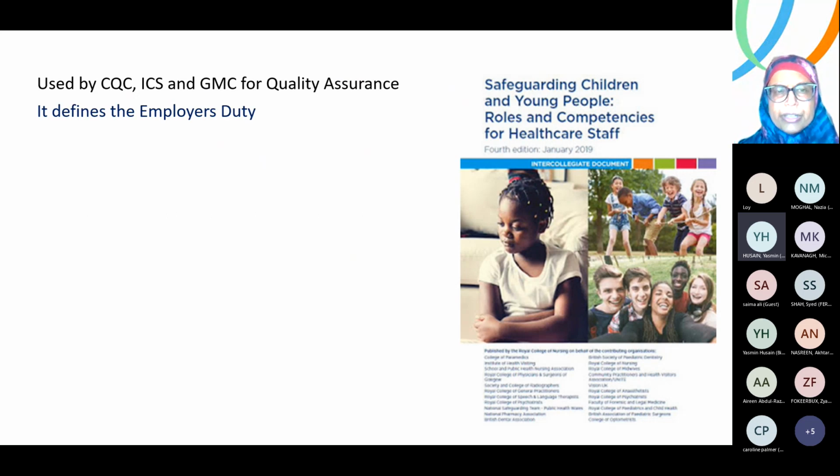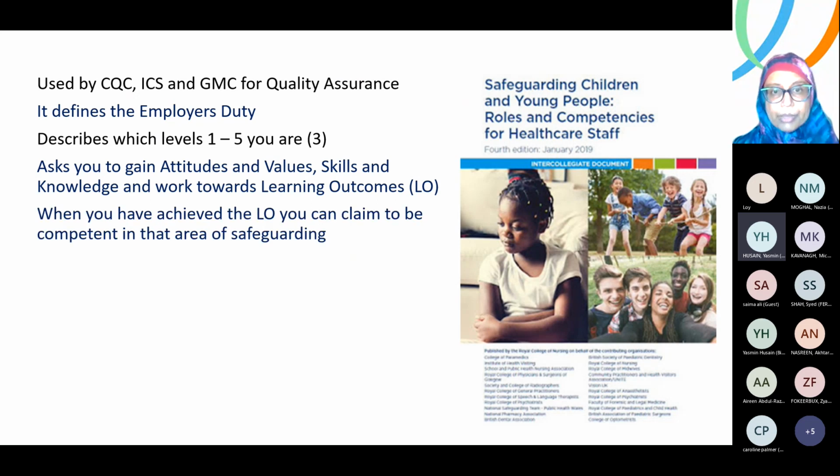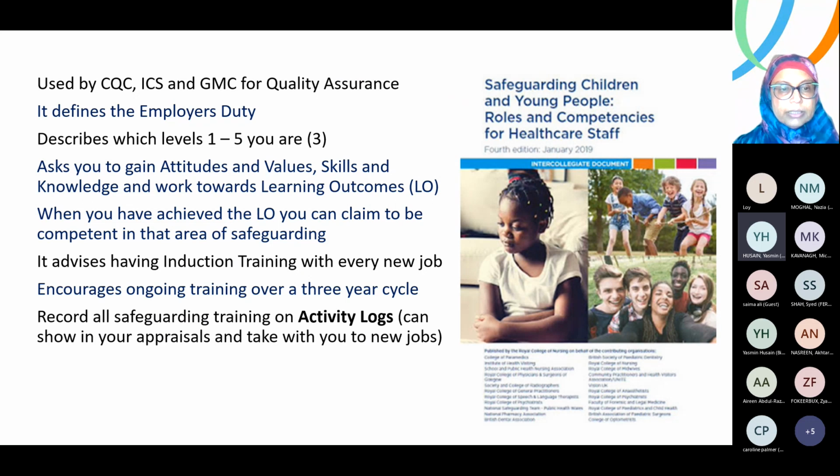It also defines the employer's duty. If you're an employer, you need to tell all your staff that they need to do safeguarding training, and you need to be asking them once a year and checking that they are actually doing the safeguarding training that they need to do. It describes which level you are, and as I've said, this is for level 3. It asks you to gain attitudes and values, skills and knowledge, and work towards learning outcomes. And when you've achieved the learning outcome, you can claim to be competent in that area of safeguarding. It advises you to have induction training with every new job. It encourages ongoing training over a 3-year cycle. And it advises you to record all safeguarding training on an activity log, so that you can show that in your appraisals, your NHS England appraisals, your in-house appraisals, and you can take it with you to new jobs.